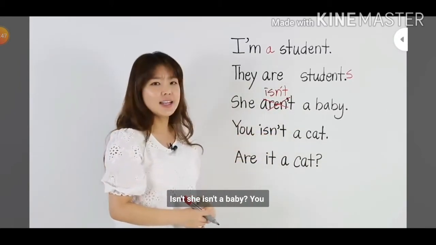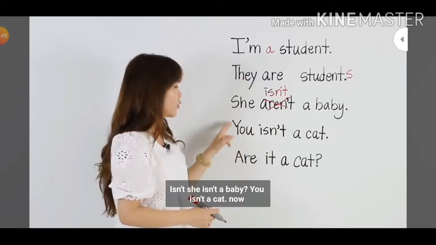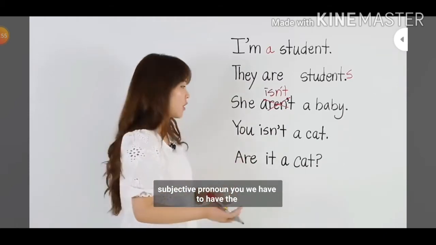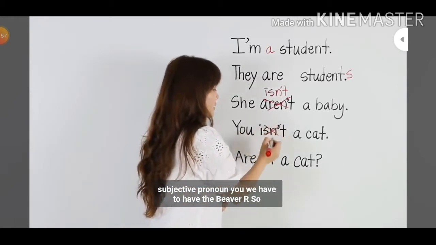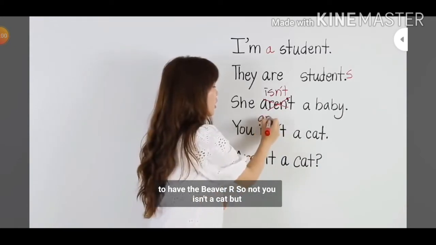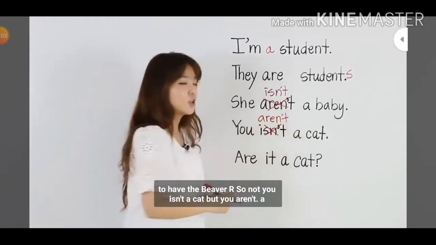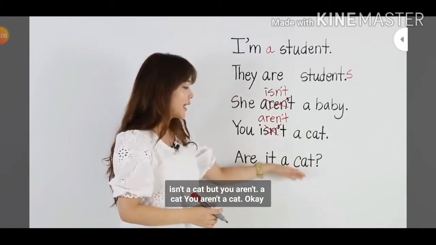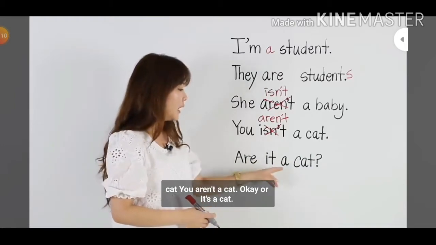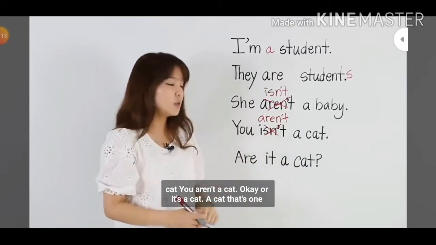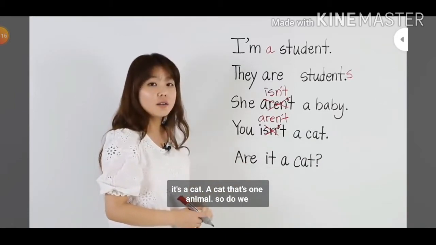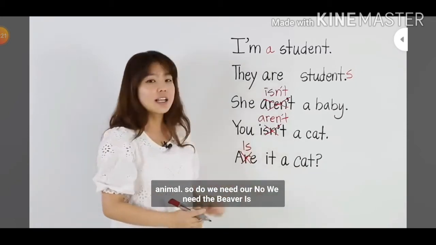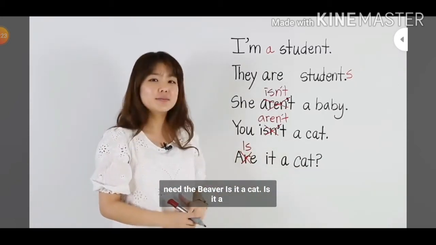You isn't a cat. Now, for the subjective pronoun you, we have to have the be verb are. So, not you isn't a cat, but you aren't a cat. You aren't a cat. Okay? Are it a cat? A cat. That's one animal. So, do we need are? No. We need the be verb is. Is it a cat?